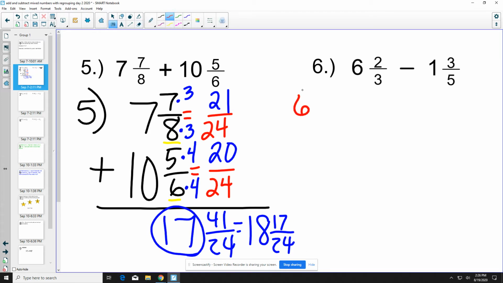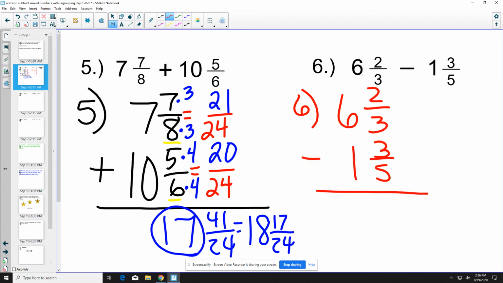So on your paper, do this. 6 2/3 minus 1 3/5. Okay, now looking at this problem, the denominators are not the same. One is a 3 and one is a 5. So we need to find a number that 3 and 5 both go into.